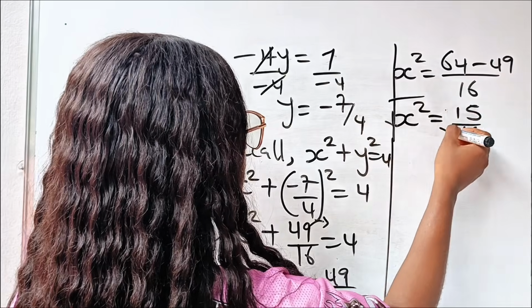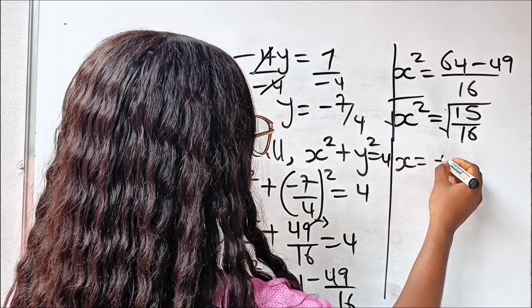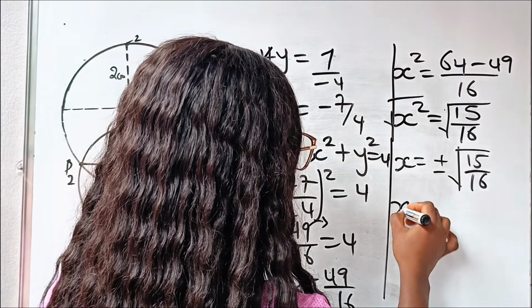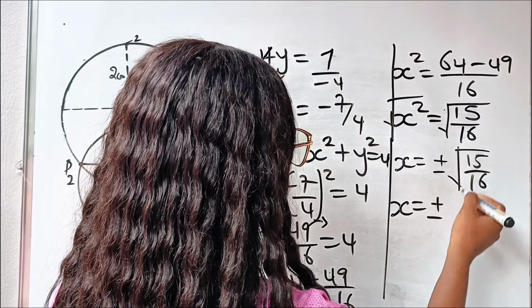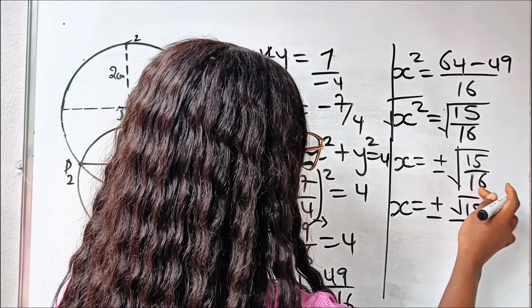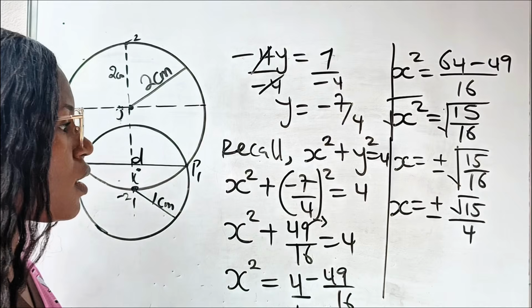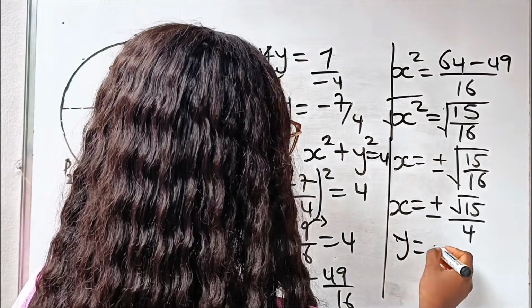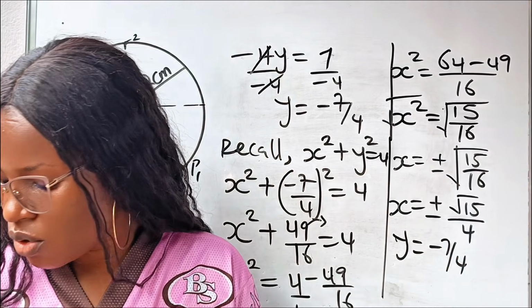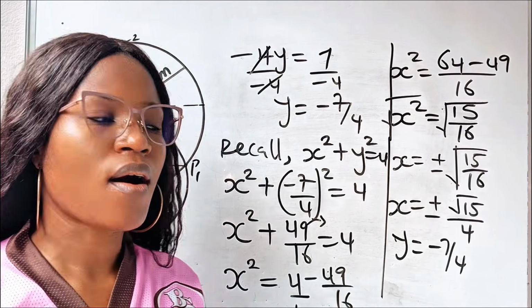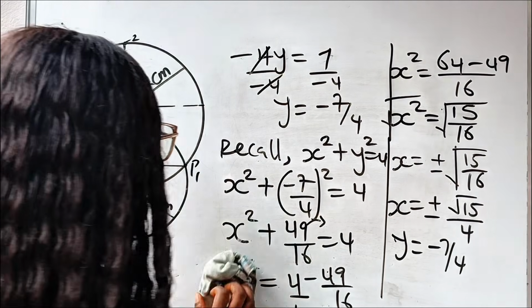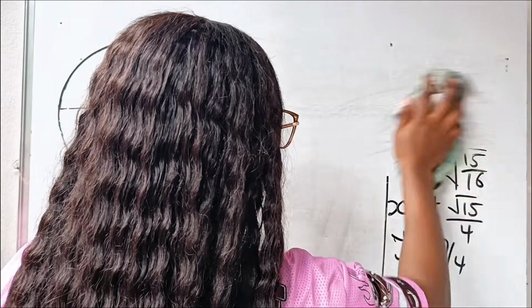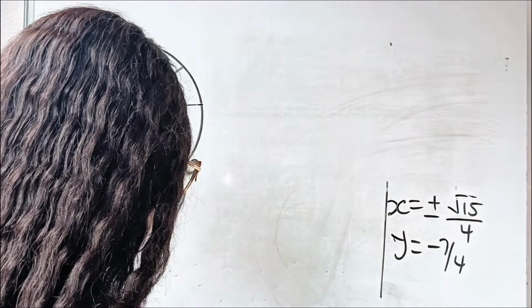Alright. So to get the value of x, we take the square root of both sides. And we have x equals plus or minus square root of 15 over 16. Now the square root of 16 is 4, so x is plus or minus root 15 over 4. Now this x and y will form the points P1 and P2. So I decided to write my y out so that you can see that. Now let's write the coordinates of P1 and P2.